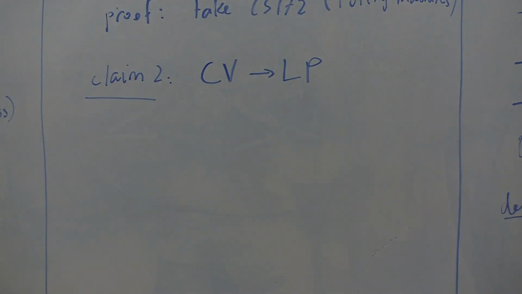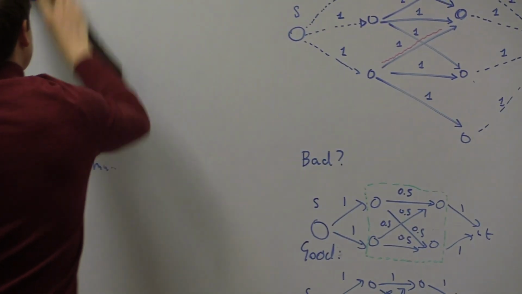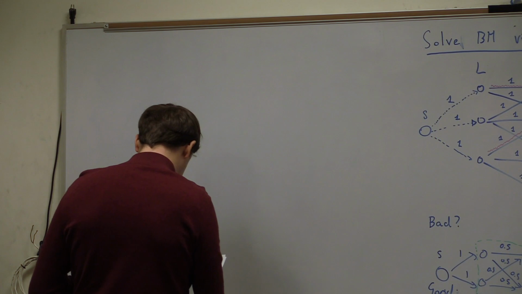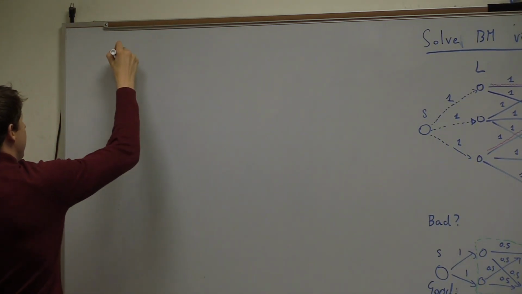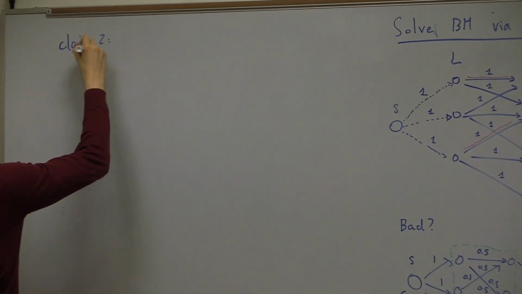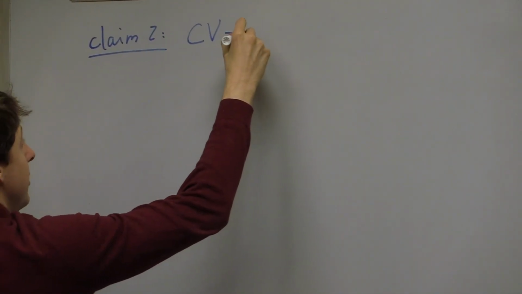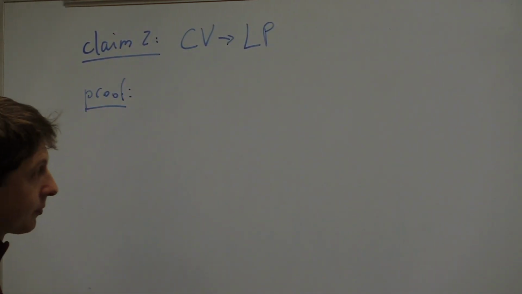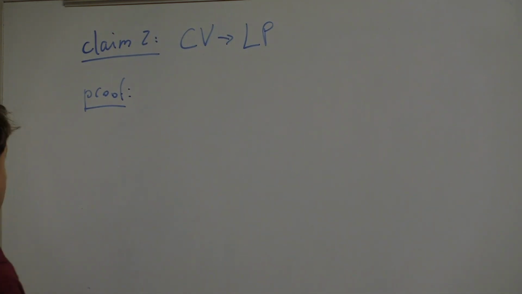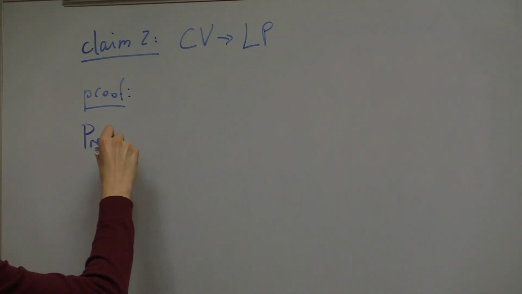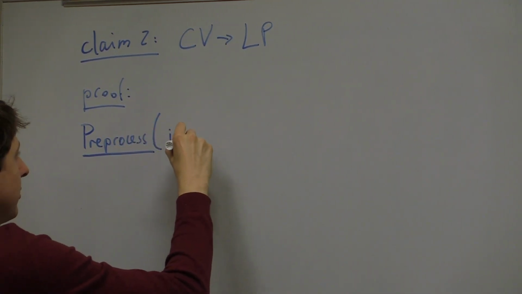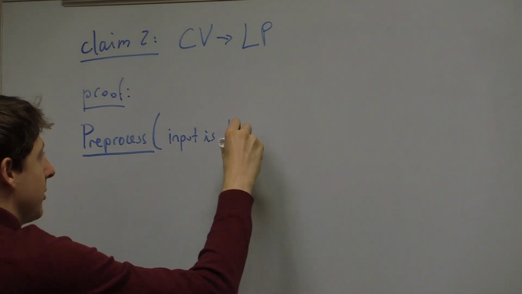So let's make some space here. Let me rewrite the claim. Claim 2, which is circuit value problem reduces to linear programming. Proof. We're writing a reduction. So let's first talk about the preprocess algorithm. In the preprocess algorithm, I'm given as input a Boolean circuit.